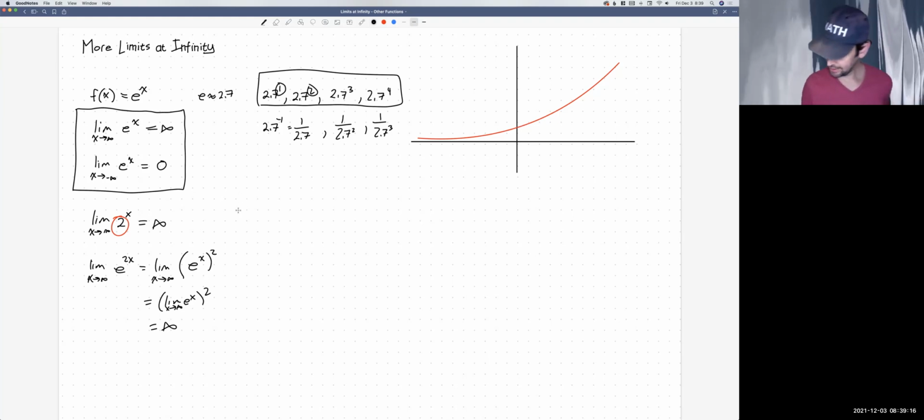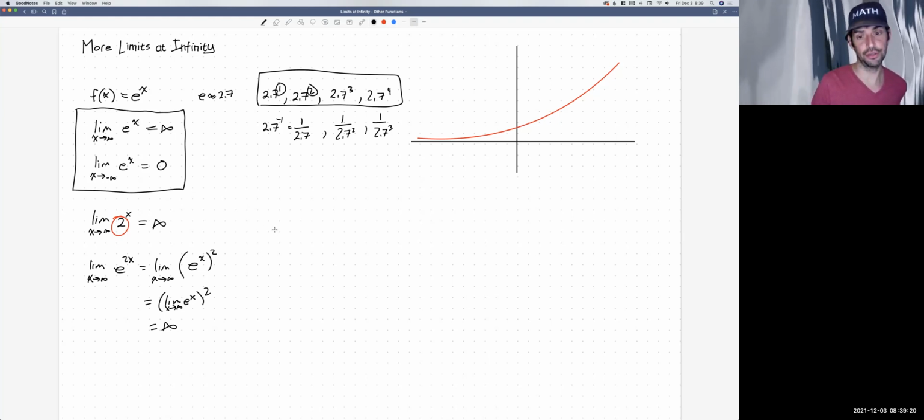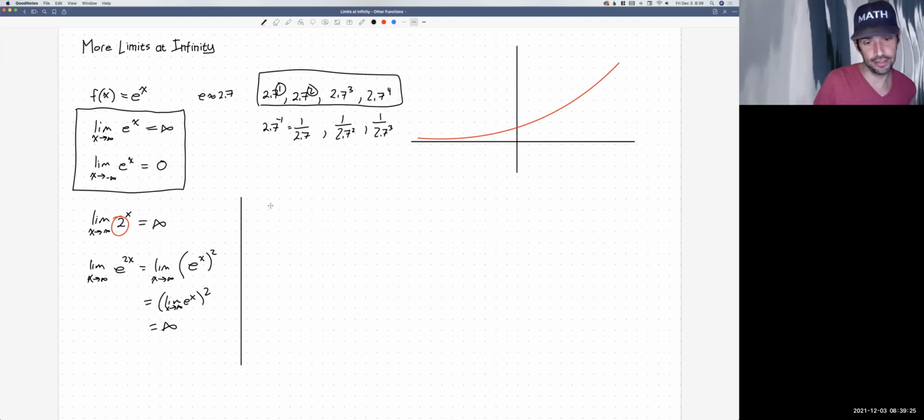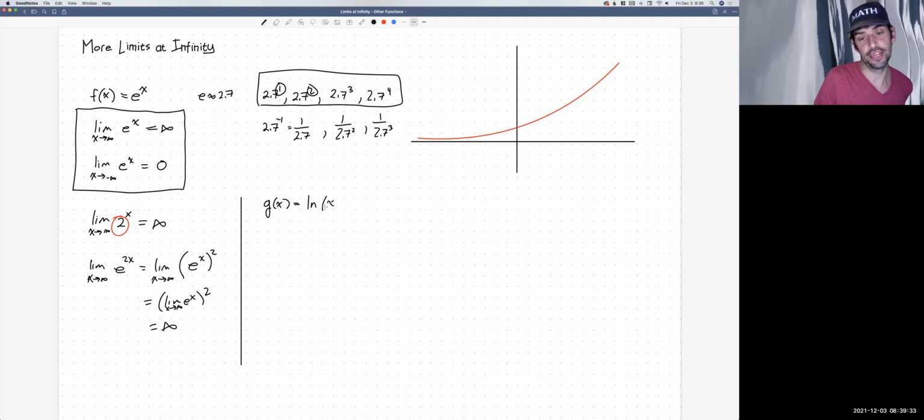Let's look at the inverse function to the exponential. Let's just give it its own name, g of x, is equal to the natural log of x. Okay, now we hopefully remember that, so let's look at the graph of natural log.